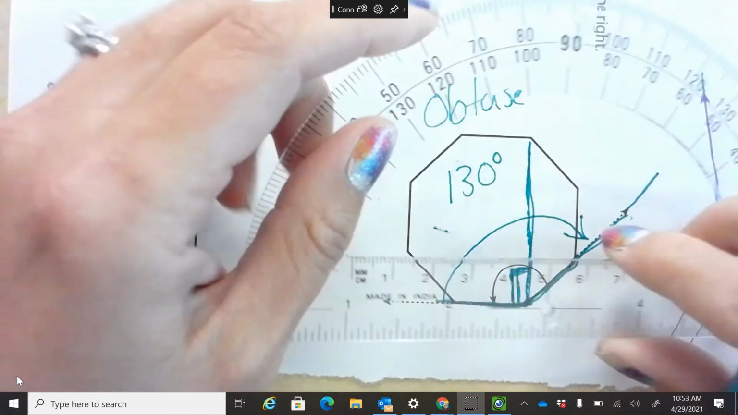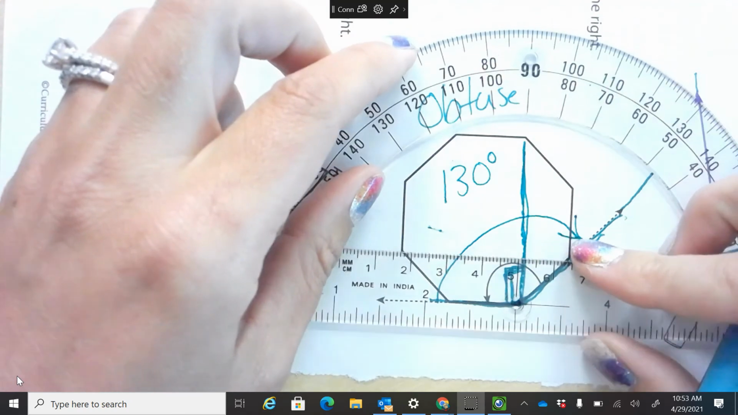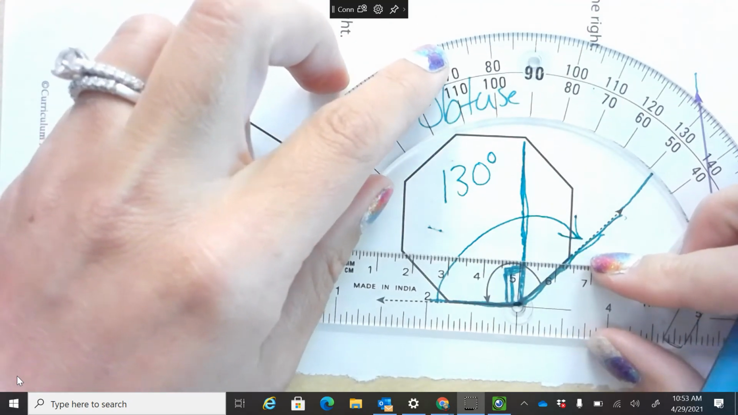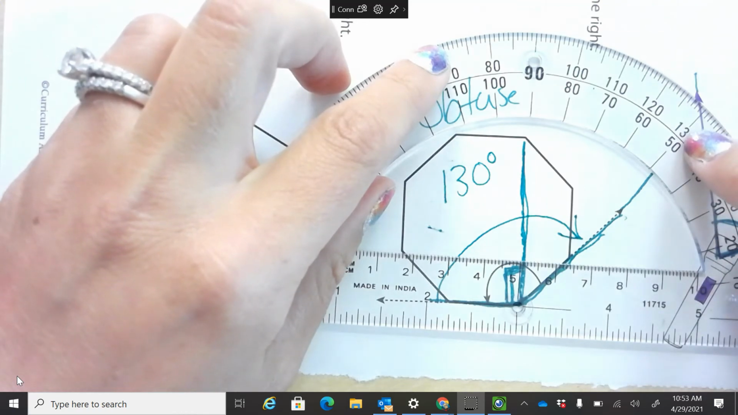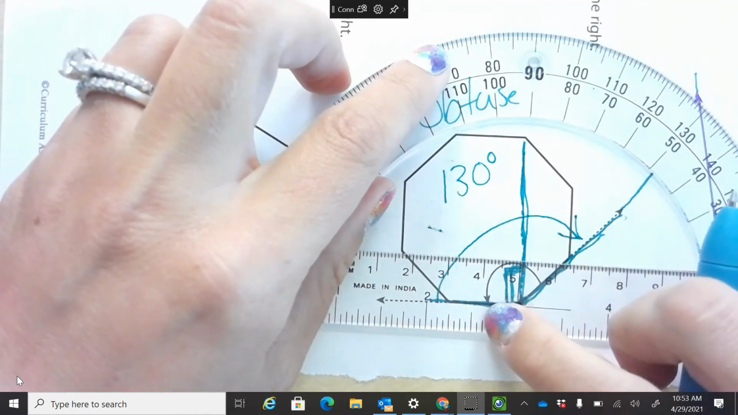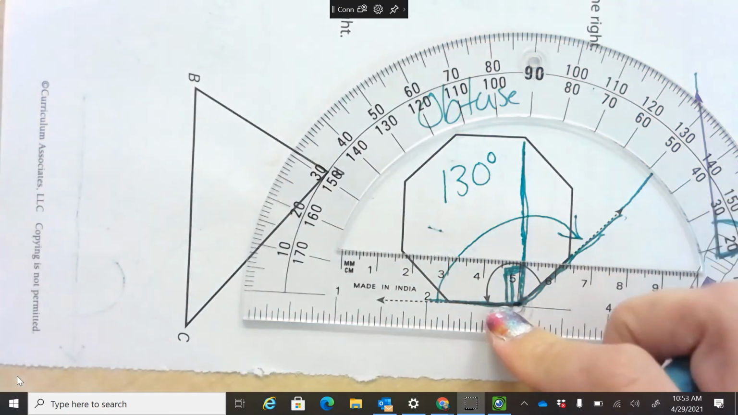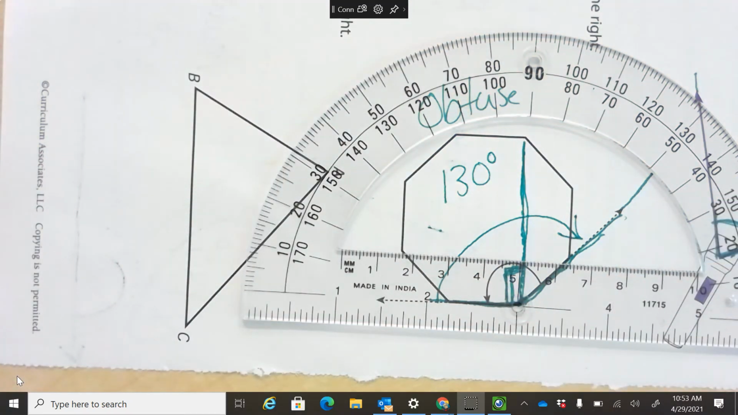Put your protractor down. We've got to line up our lines right here. Make sure that your baseline is lined up right with the black line on the protractor. But it's getting 135. Hold on, let me. Okay.